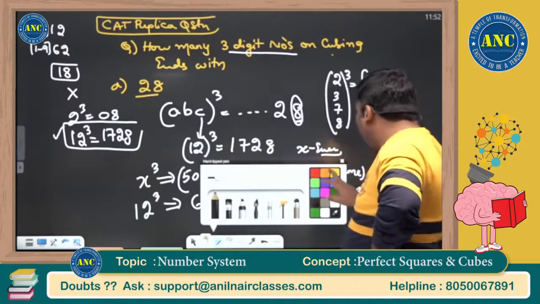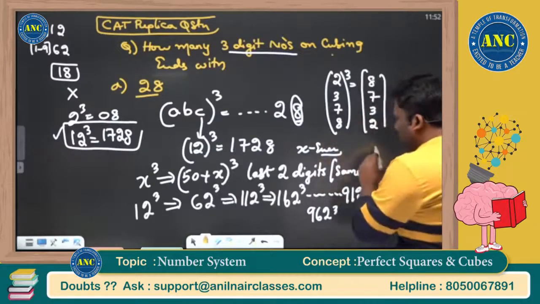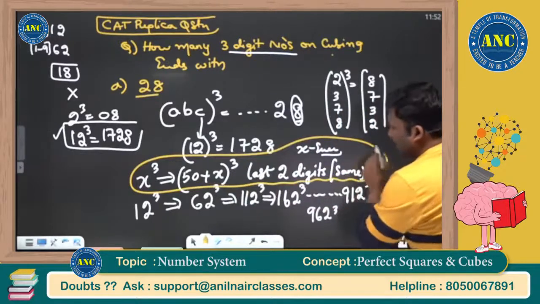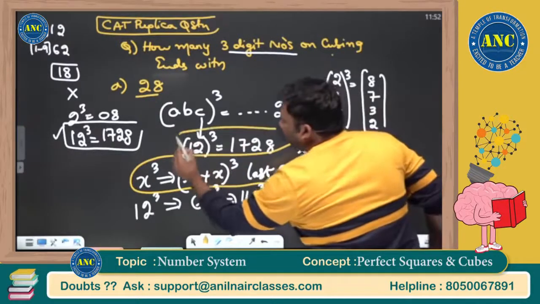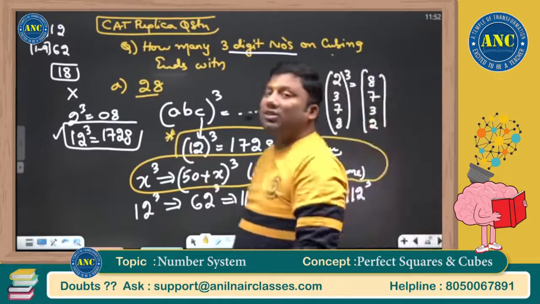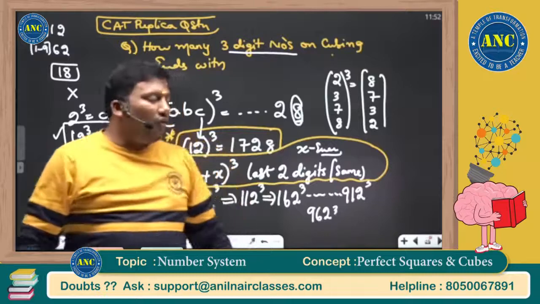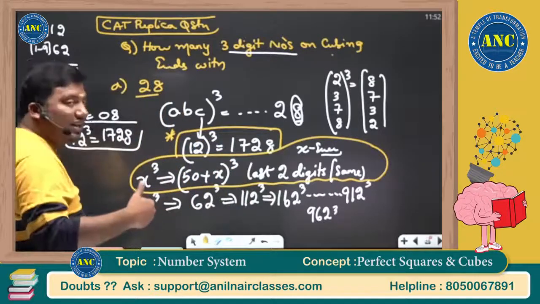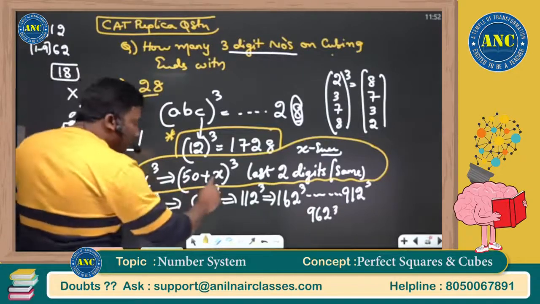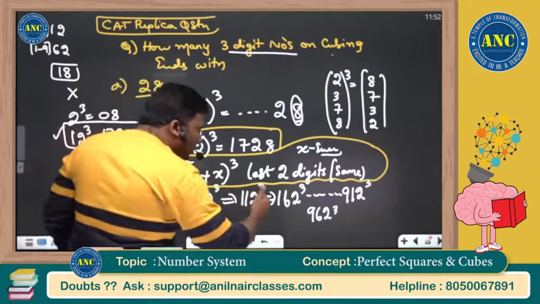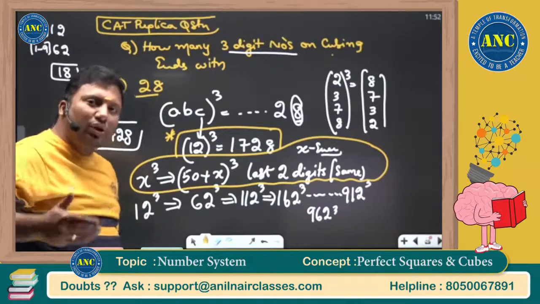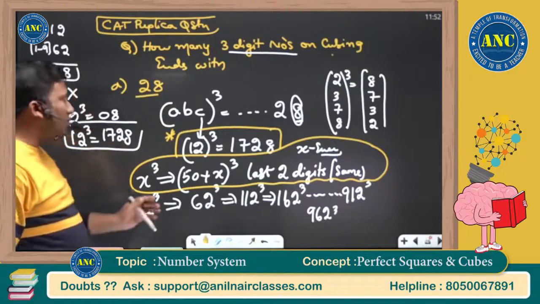For the student who knows this logic, it is just less than 1 minute. The only thing is, you have to find out the lowest number on cube which will end with 28. Once we get the value of x, then it is nothing but keep on adding 50. x is 12. 50 plus 12 is 62. 62 plus 50 is 112. 112 plus 50 is 162. 162 plus 50 is 212, and so on up to.